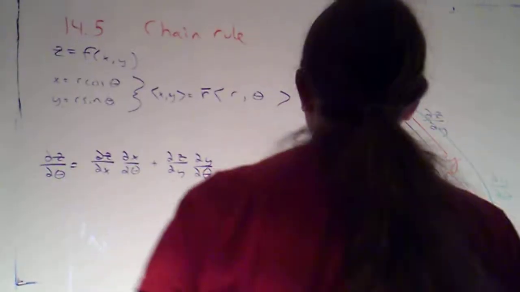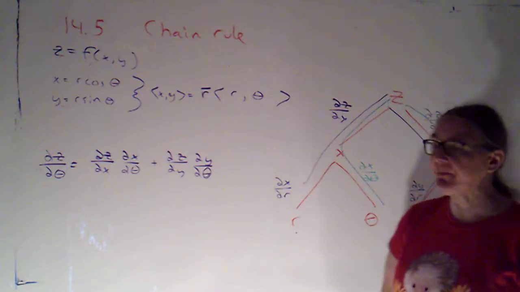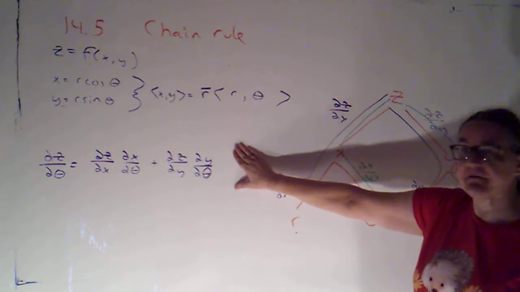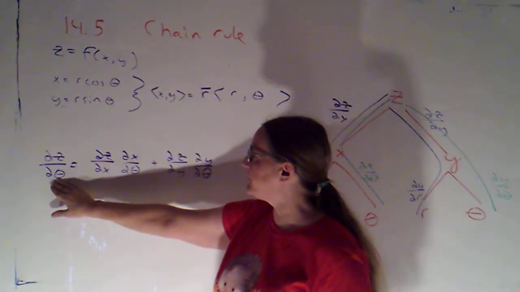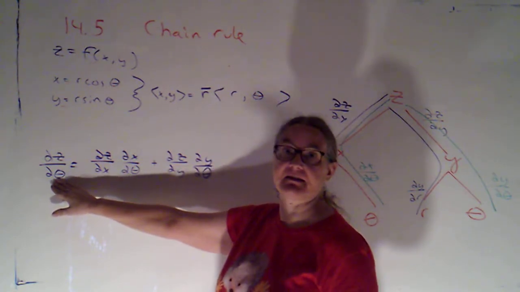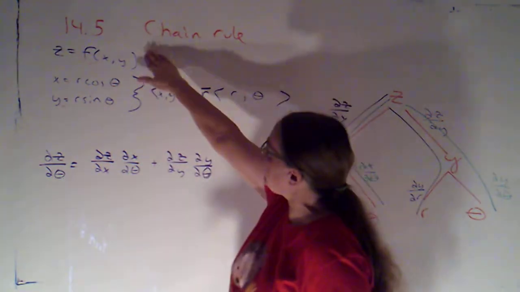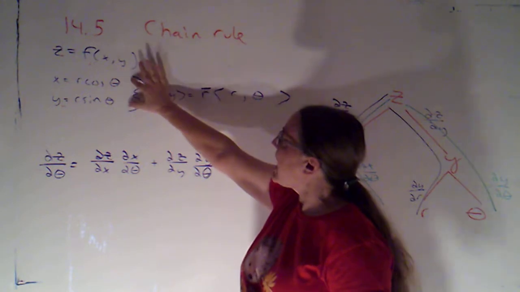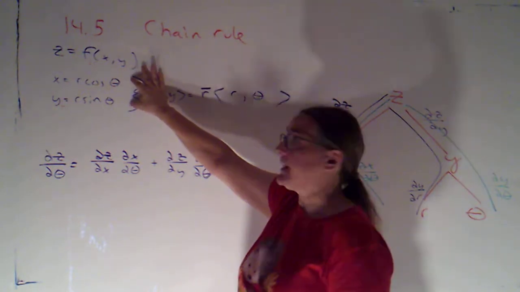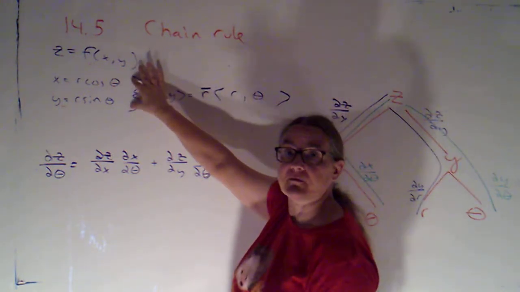I've kept the diagram from our last example up here, as well as the formula that we had figured out for figuring out the partial of z with respect to theta. So we had z was a function of x and y. X and y were both functions of r and theta, so here were our usual conversion formulas.